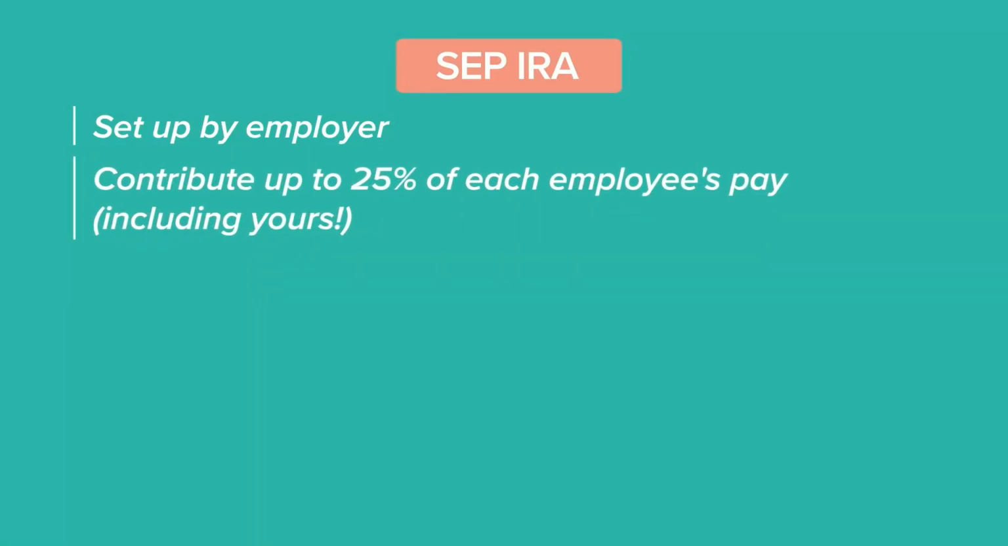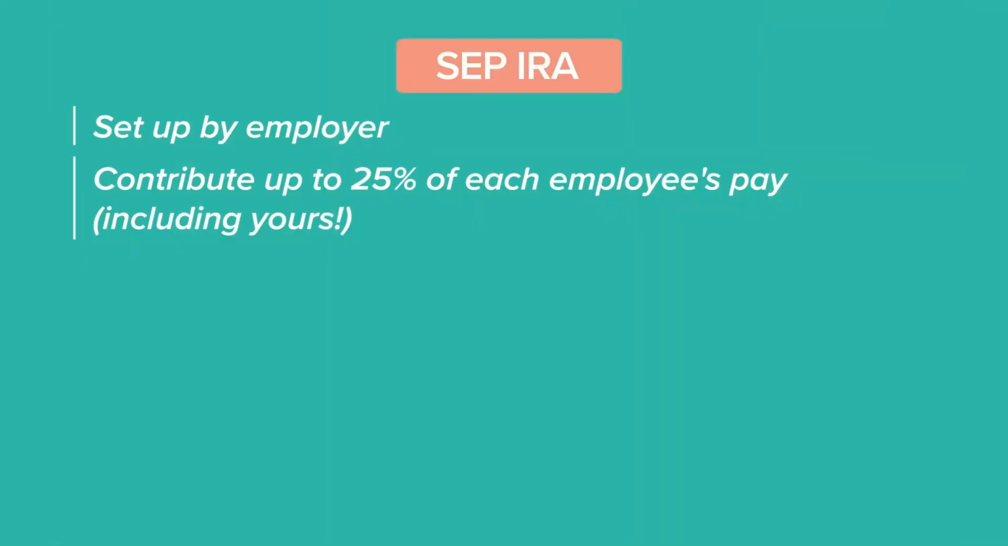Next up, let's look at the SEP IRA. What's different about a SEP IRA is that it's set up by the employer rather than the employee. Any size business can establish a SEP IRA, even if you're the only employee. With a SEP, you can contribute up to 25% of each employee's pay to the account, up to a maximum amount set by the IRS. Doing this for yourself helps you limit the amount you pay for self-employment taxes.